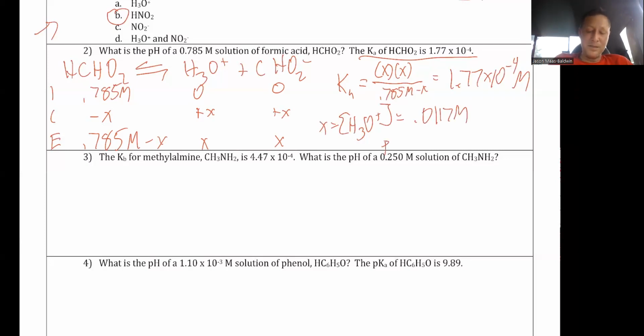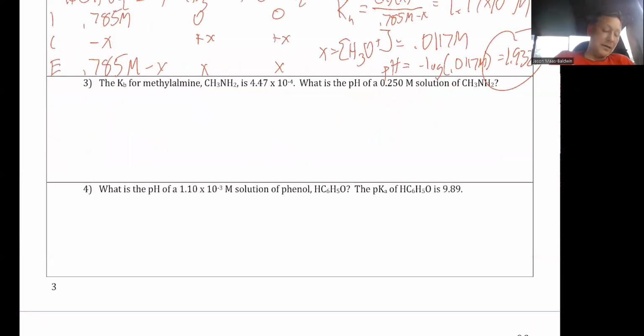It's asking for pH, so I just need to do the pH is equal to the negative log of 0.0117 molar. And I get the pH is equal to 1.932. Bada bing, bada boom.